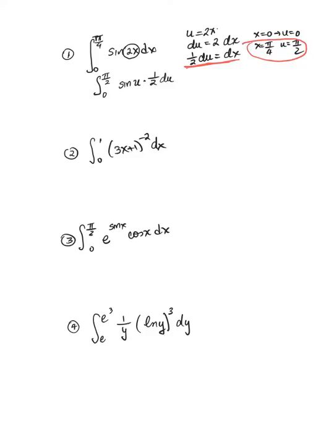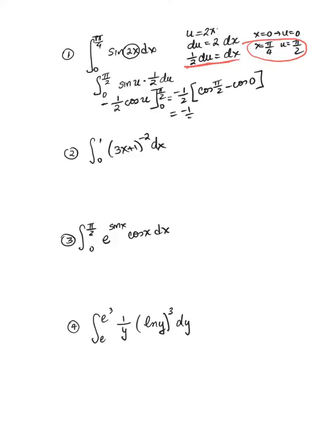So now we just find the antiderivative, and the antiderivative of sine u is negative cosine u from 0 to pi over 2. We substitute the pi over 2. I'm going to factor out the negative a half. We always substitute the upper first and then the lower. So it's cosine pi over 2 minus cosine 0.